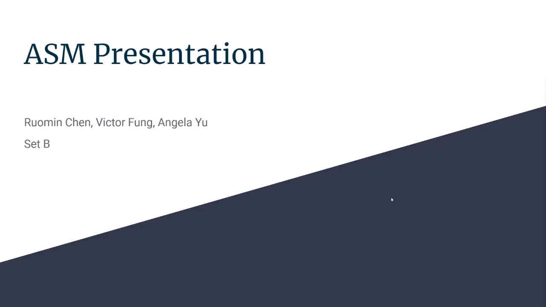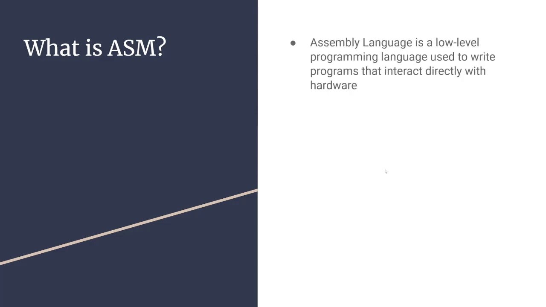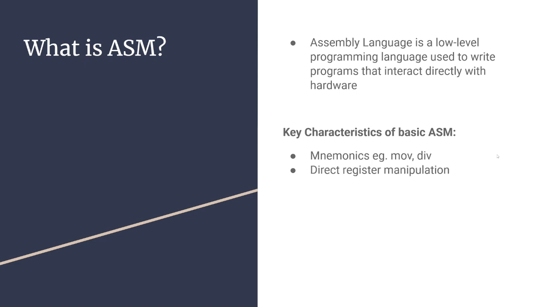Hello, today we'll start our presentation going over basic ASM and then our program. So what is ASM? ASM stands for Assembly Language, and it is a low-level programming language used to write programs that interact directly with the hardware. Some key characteristics of basic ASM include the use of mnemonics like move and div, direct register manipulation, direct access to memory addresses, and the lack of abstraction.